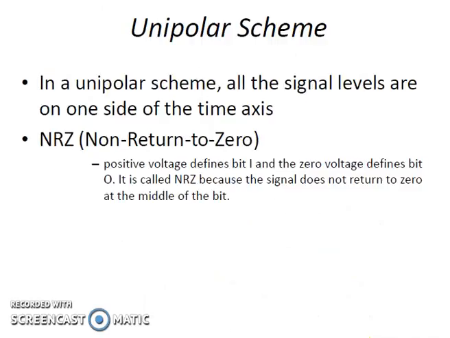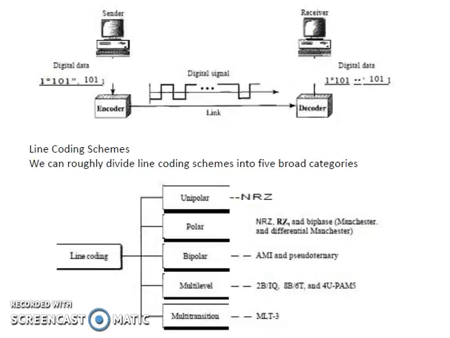So we'll see the first 3 now, and multi-level and multi-transition are the combined higher level versions of unipolar, polar and bipolar. That we will see further in the class.